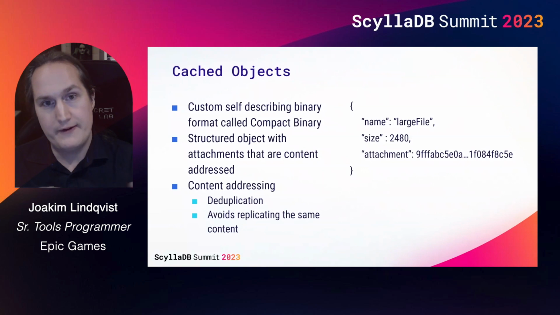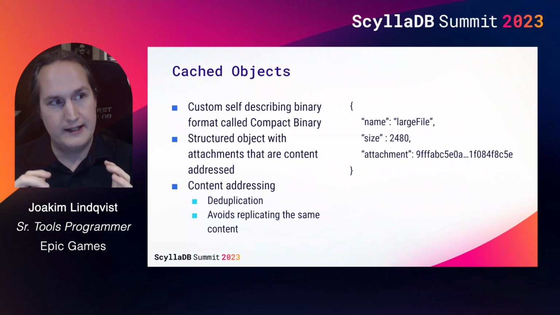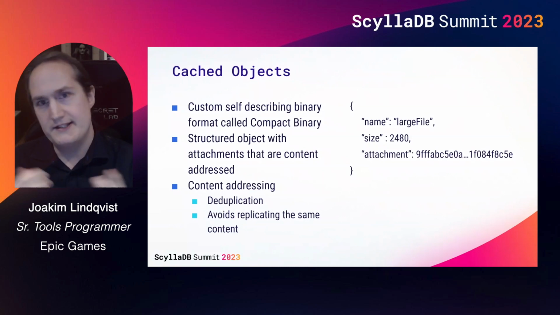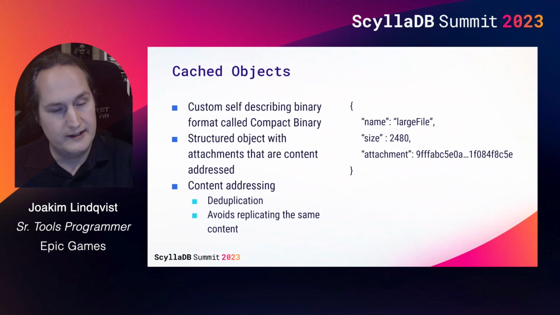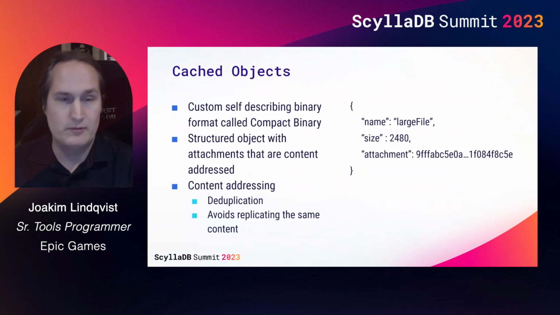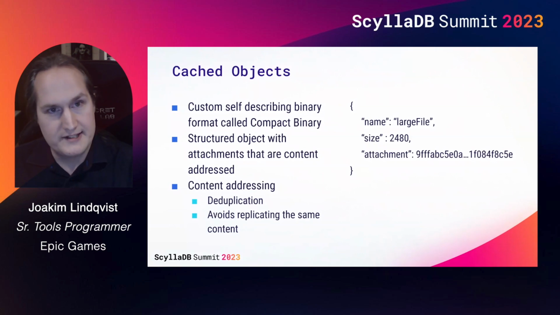The way we reference these attachments is by content addressing them. That means we take the hash of the content and use it as the identifier of the content. This is a fairly common scheme you see in a bunch of different things. Git is perhaps the most famous example of it. But that leads to some really nice characteristics.